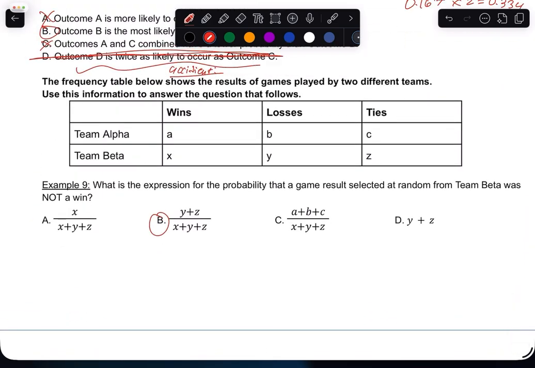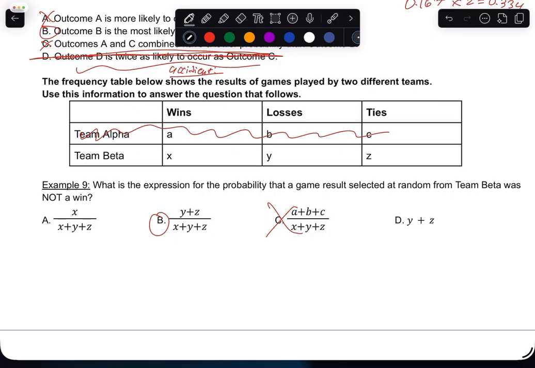Last question here. A frequency table shows a number of results of games played by two different teams, but there's actually not any numbers, just a bunch of letters. So in this case, what is the expression for the probability that a game selected at random from Team Beta was not a win? Well, if you're looking at not a win, that means you're looking at a loss or a tie. And also, we're looking for Team Beta, so I don't really care about anything from Team Alpha. So if anything has A, B, or C, I don't need that. So just enter option C in this case.